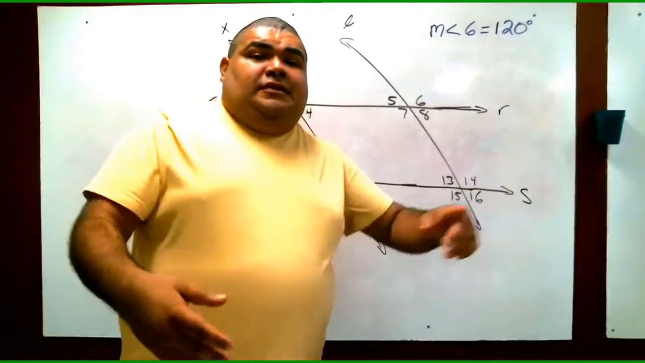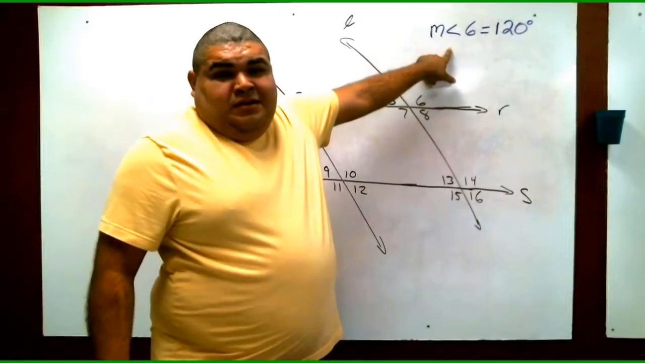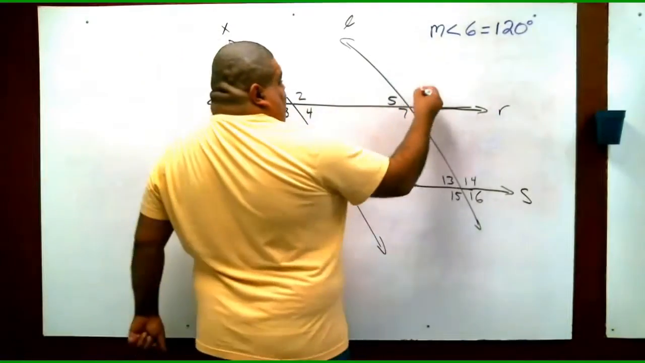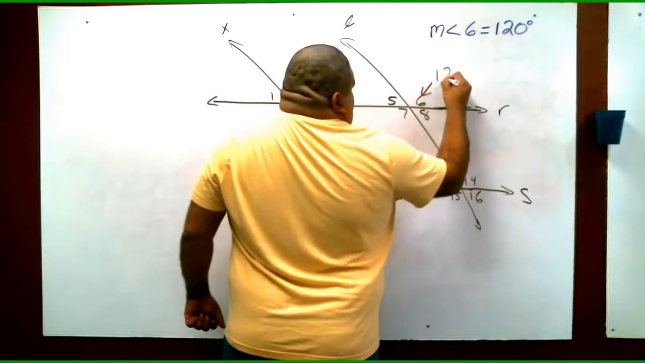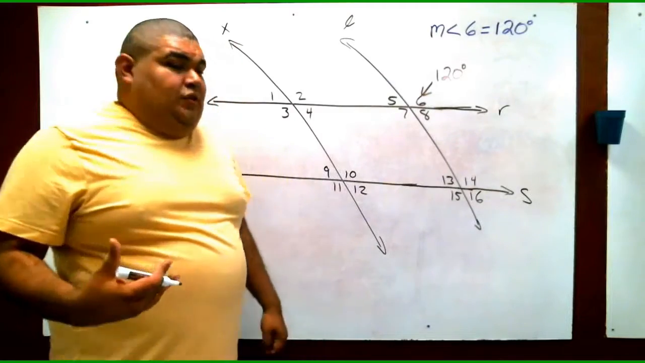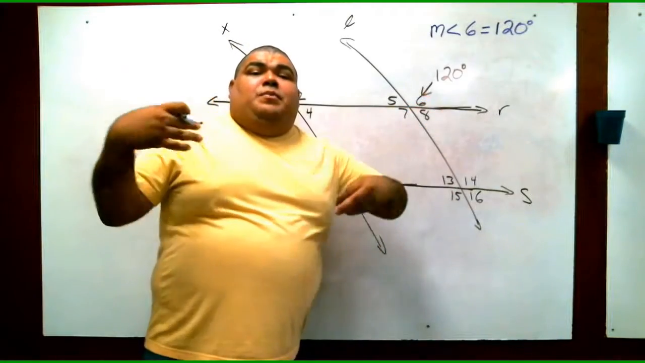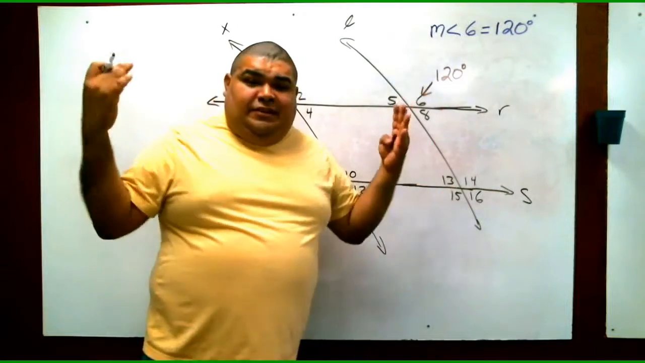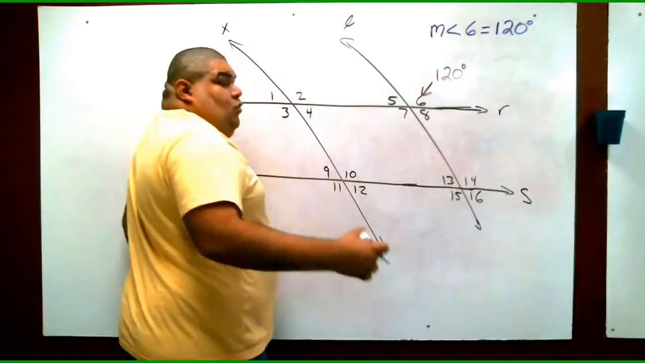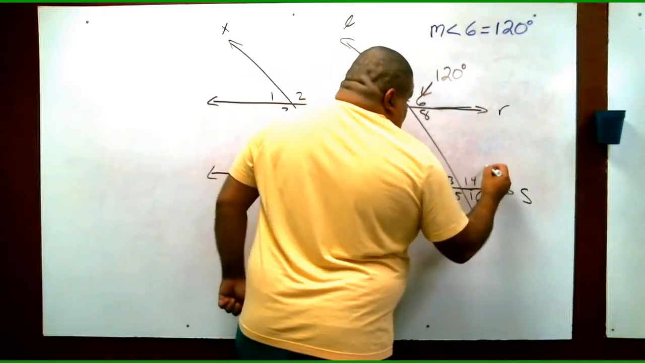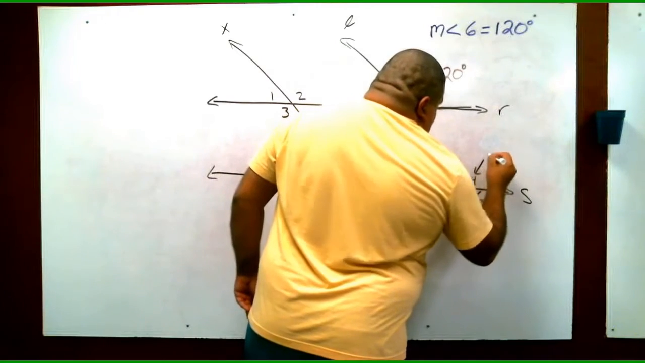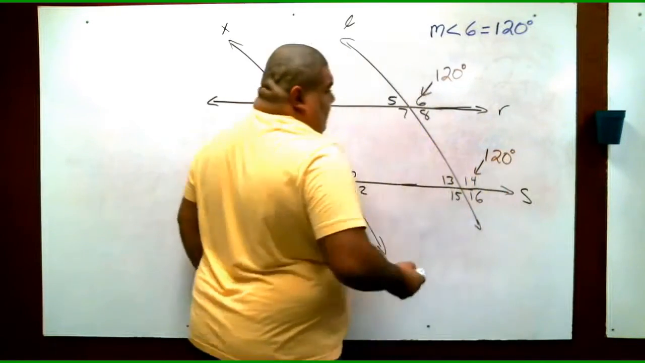It tells us that angle 6 is 120 degrees. If we know that angle 6 is 120 degrees, by the theorem or the postulate, which are words of your vocab, angle 14 is corresponding to it because they are both corresponding angles. So that means that angle 14 is 120 degrees.